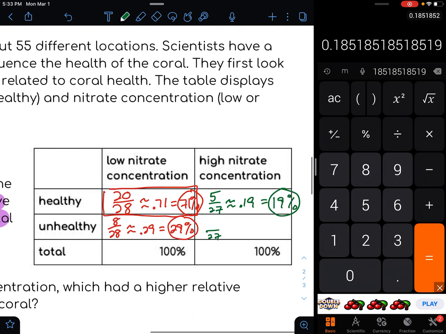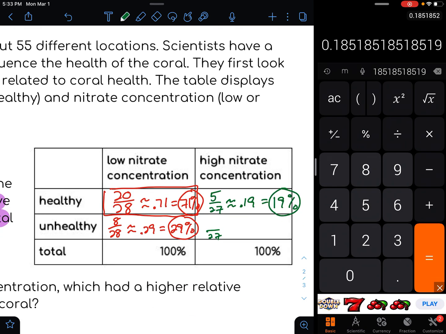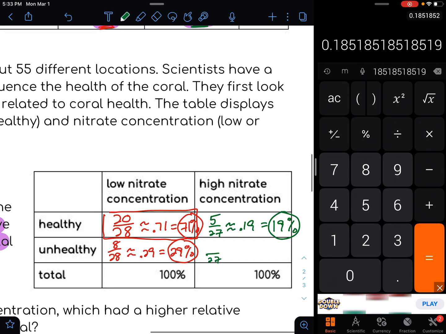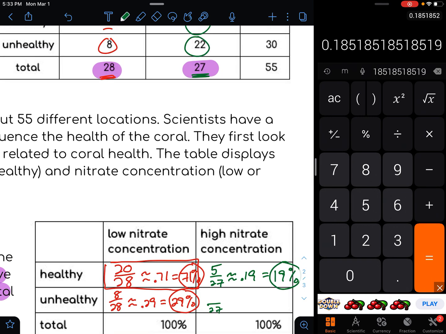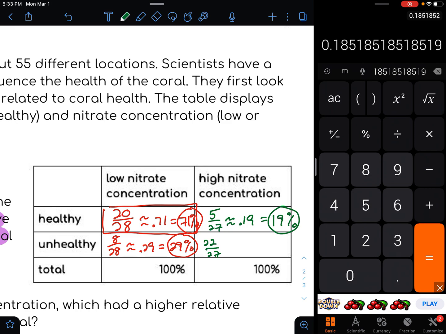And then the unhealthy should just be 81%, what gets us up to 100. Let's just double check that. So there are 22 that were unhealthy, and 22 divided by 27 is 0.814. And so yes, if we round that to the hundredths place, it's approximately 0.81, which is 81%, which makes sense because 19% plus 81% does get us up to 100%.